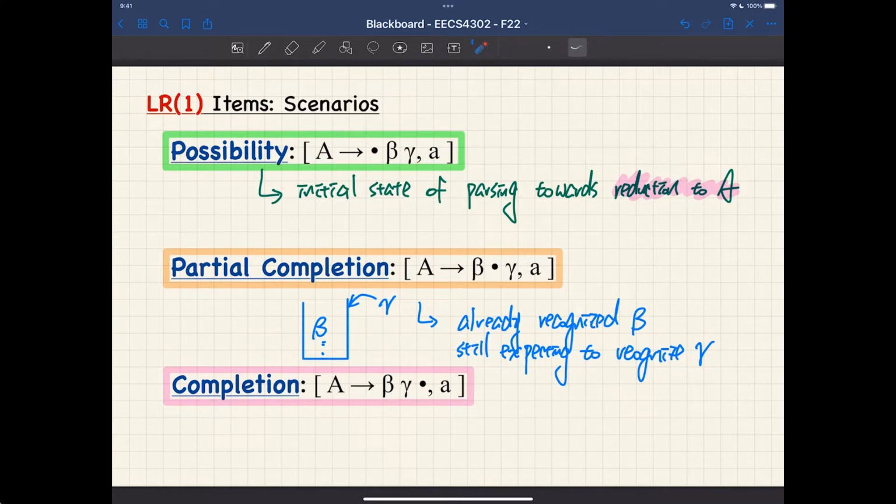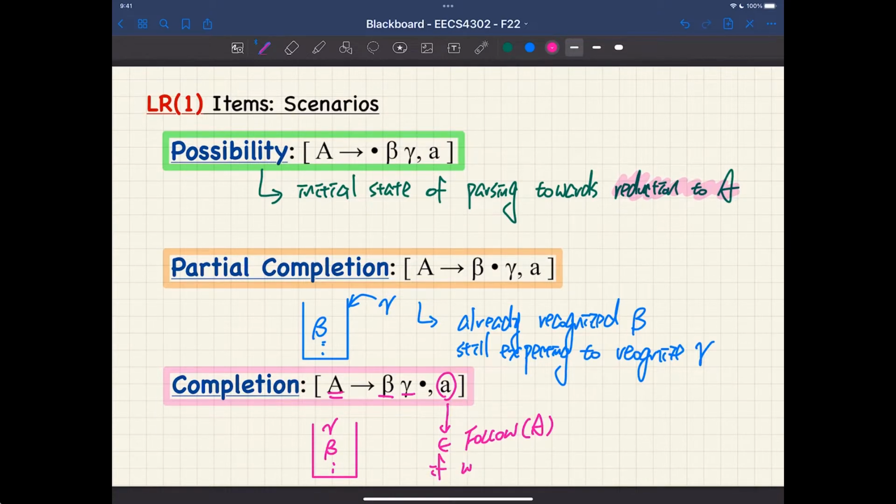And a final point to make. If you look at this one, the bullet point is at the end of the components. That means we have already recognized all the components we expect to recognize. So let's draw the stack very quickly. If you think about a stack, we have recognized beta, and we have recognized gamma. And then here, you have to pay more attention to the lookahead symbol. This will be a member of the follow of the variable that we want to reduce into. So now this is the idea.